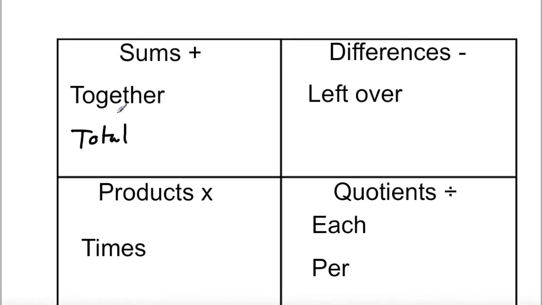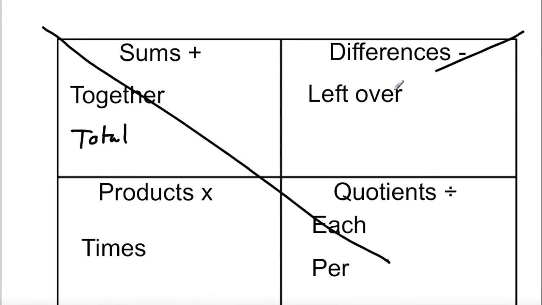add. For differences, look for the phrase left over. For products, you are looking for the phrase times a lot. And for quotients, you might see the word each or per identify that you should divide. Now, I want you to forget about this, which is why I didn't want you to copy it down, because this doesn't always work, and you're going to see why in just a moment.